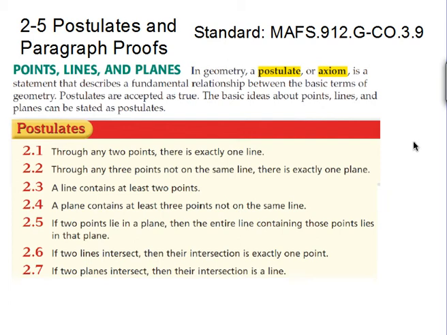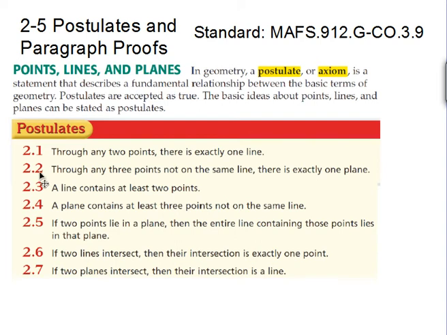This lesson we're going to talk about postulates and paragraph proofs. A postulate or an axiom is a statement that describes a fundamental relationship between the basic terms of geometry. Postulates are accepted as true. The basic terms we went over are points, lines, and planes. With just those three undefined terms, we were able to come up with different postulates or, honestly, scenarios.